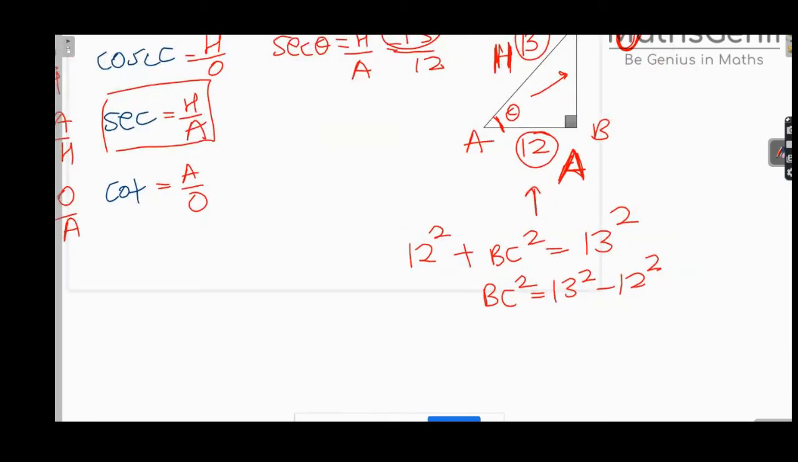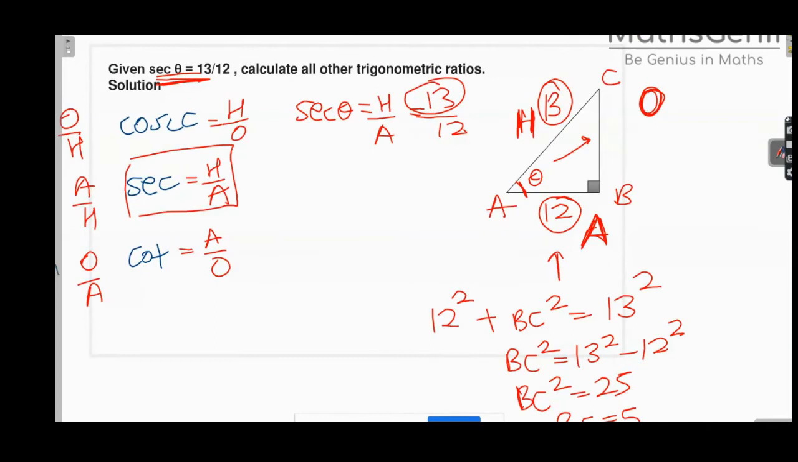169 minus 144, which will give me 25. BC square is equal to 25. BC is equal to 5. Great. Now I have the measures of all the sides. So this was my rough work to find the third side.